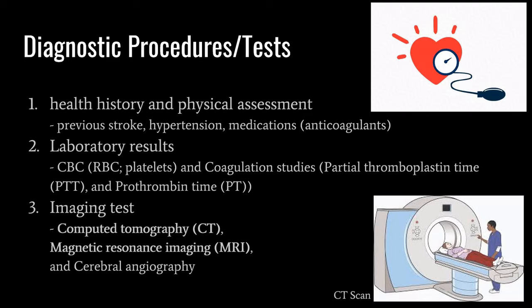Lab tests should look at electrolyte levels and toxicology screens used to rule out other possibilities that may cause stroke-like symptoms, such as heart or kidney problems. Lab values are also used to check CBC, especially red blood cells and platelets, and coagulation studies looking at PTT and PT for clotting time, as low levels of these two categories indicate an increased risk of hemorrhagic stroke. For imaging tests, CT scans and MRIs are the first line of diagnostic tools used to differentiate between ischemic and hemorrhagic strokes.